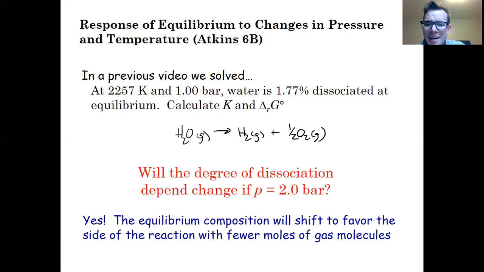Welcome back. Here's the answer. And I think that this might be familiar to many of you from Gen Chem. The answer is an unequivocal yes. The equilibrium composition will shift to favor the side of the reaction with fewer moles of gas molecules. Right? That is, it will shift towards the reactants.